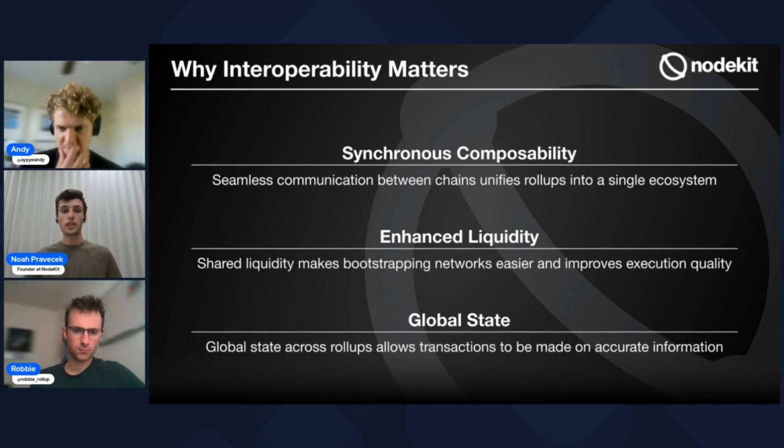The reason we think interoperability really matters and is this big thing for L2s is that it allows them to have synchronous composability, better liquidity sharing, and global state. So imagine if you could write one program and have it be omni-chain by default. This whole writing of cross-chain programs or cross-chain dApps goes away because you don't have to think about it anymore. It's just seamlessly cross-chain from day one by default.